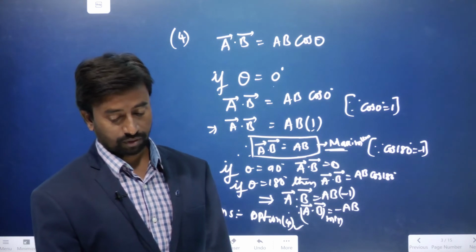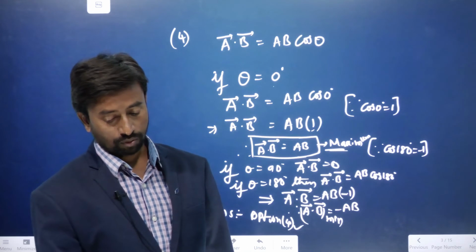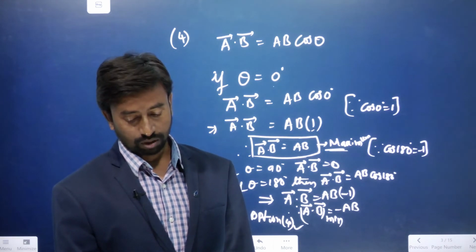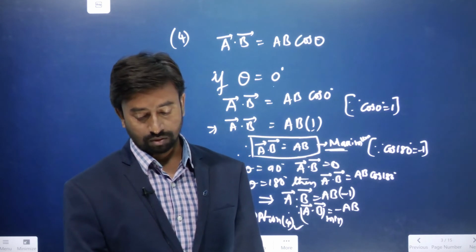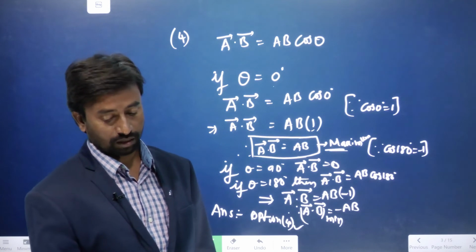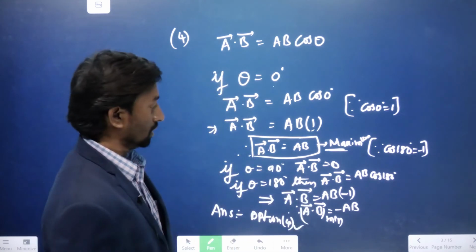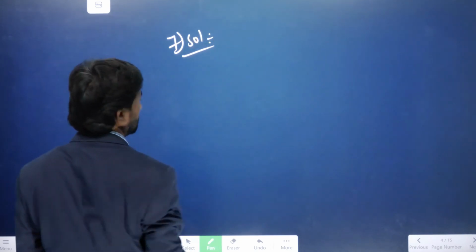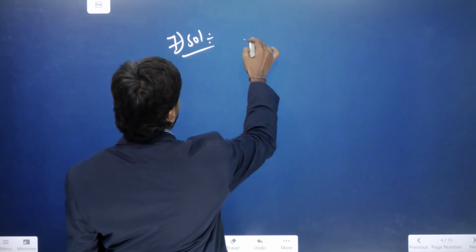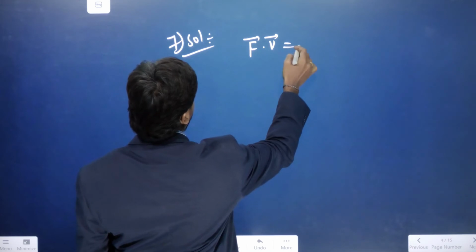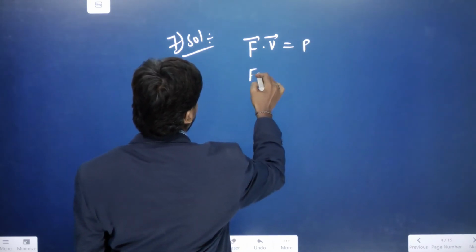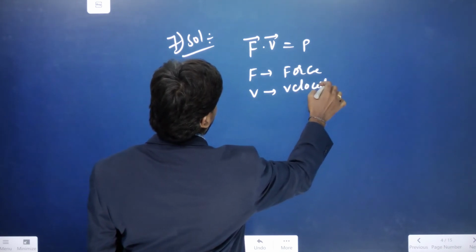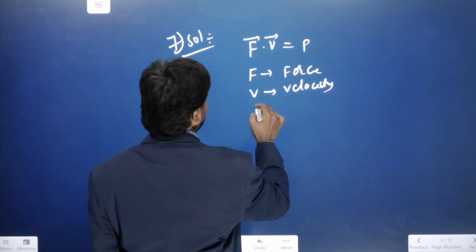And the 7th one, the product of velocity vector and force vector is? It will be the power. See the seventh solution: the product of velocity vector and the force vector. So F bar dot V bar will give the power. Here F is the force, V is the velocity, and P is the power.